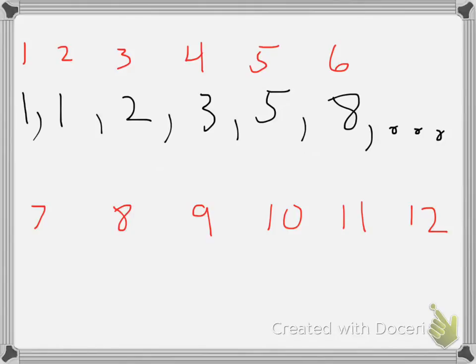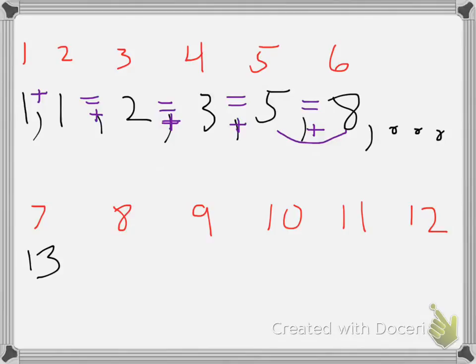Here's another pattern I noticed, and it's interesting because it's not a traditional one that people see a lot. If I take 1 and 1, I get 2. If I take 1 and 2, I get 3. If I take 2 and 3, I get 5. If I take 3 and 5, I get 8. So for the 7th number, I'm going to add 5 and 8, and that gives me 13.